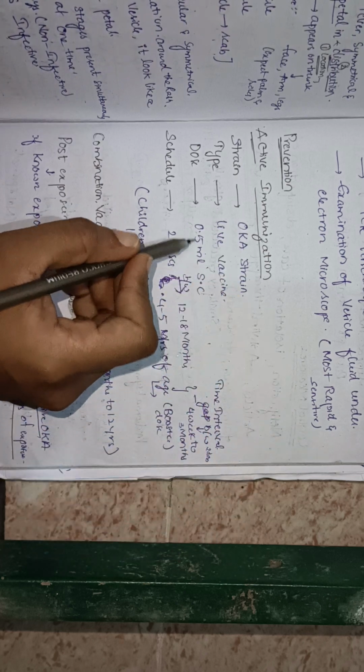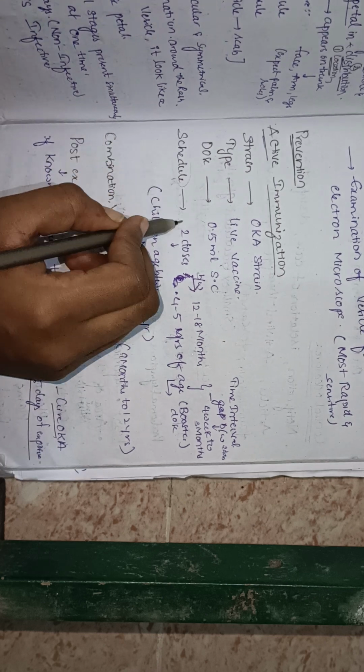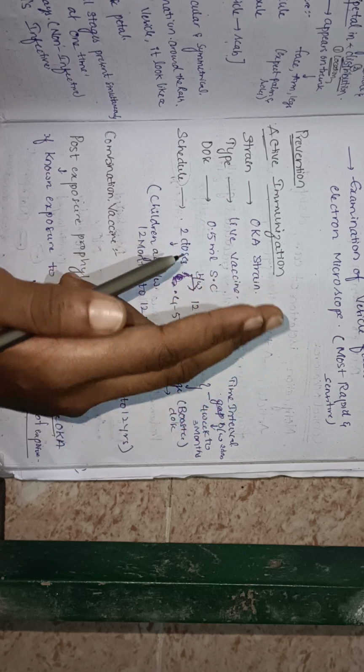Varicella vaccine is a live vaccine. How much is the dose? 0.5 ml can be given subcutaneously. The varicella vaccine has a two-dose schedule. When will the two doses be given?